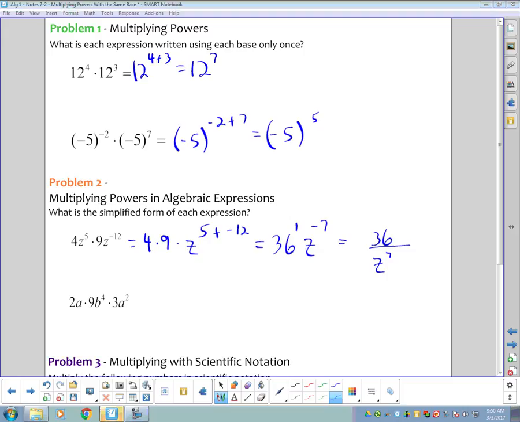What about this second one here? Looking at just the numbers, we have 2 times 9 times 3. And then we have an a to, do you see it here? It's not written. A to the first. And then here, we have a to the second. So I have a to the 1 plus 2. So don't miss that power of 1 on the a. Okay?